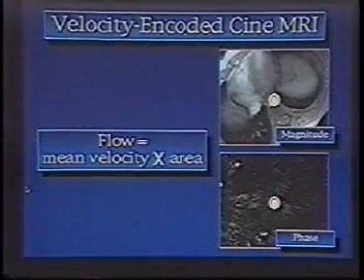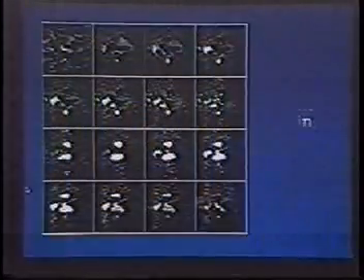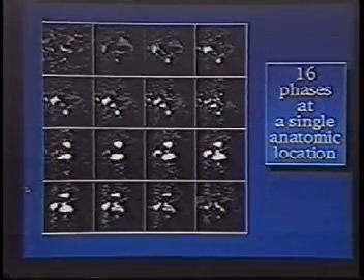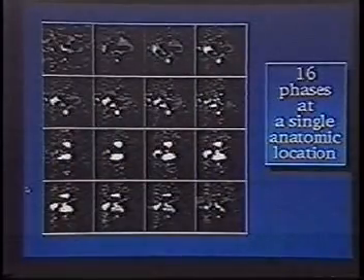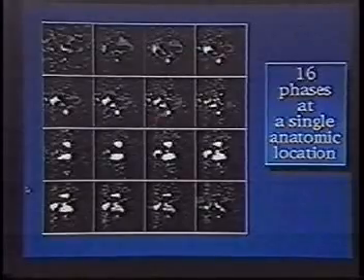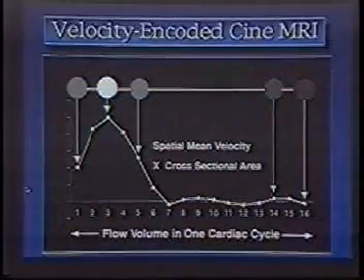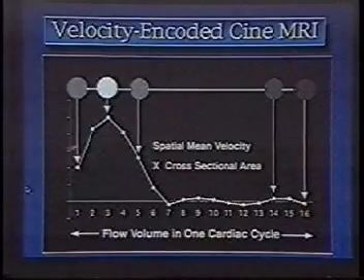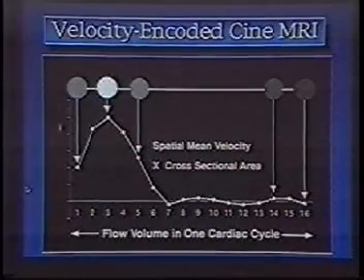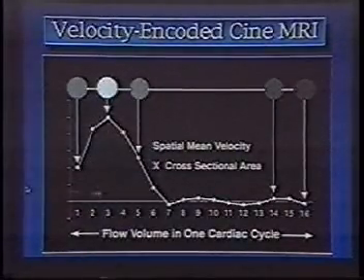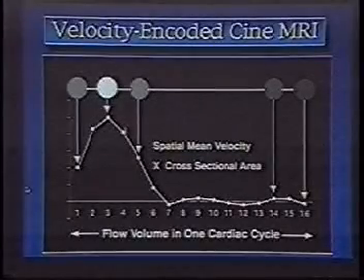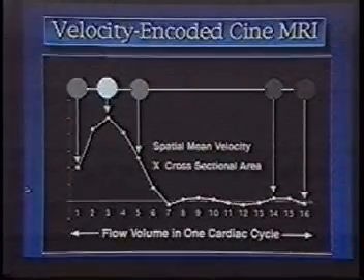And the flow is equal to the mean velocity times the area of the vessel. The computer does all this for you. You don't have to know all these particular formulas if you're doing these. And as I said, we get 16 phases, multiple different segments throughout the cardiac cycle at one location. And we get a flow curve like this, meaning time, flow, this is the amount of flow versus the time during the cardiac cycle. Most flow in systemic arteries is during systole, and there's very little flow during diastole.